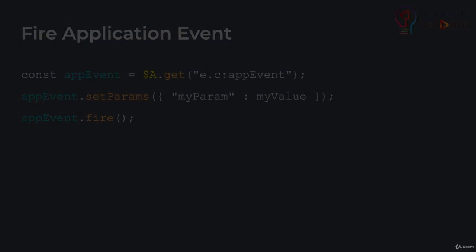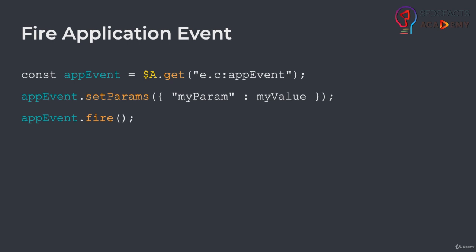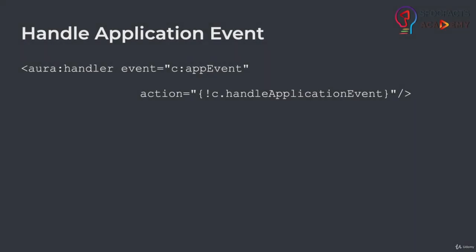Now let's see how you can fire an application event. It's pretty simple. Instead of getting the event from component variable, this time you will be getting your event using $A variable, which is the Aura framework itself. Because these application events are not tied to a particular component, they are part of the framework itself. Once you get an event, you can set the parameters and you can use your fire method to fire the event. Now in order to handle it, we are going to use our same old handler. So that means you need to use Aura:handler component here. You need to define your event name and then the action attribute where you will supply your controller method name.